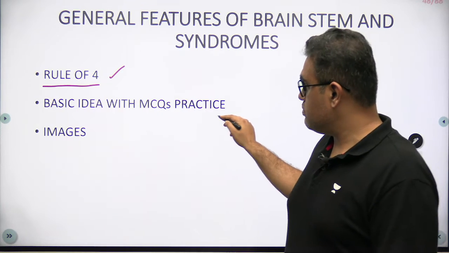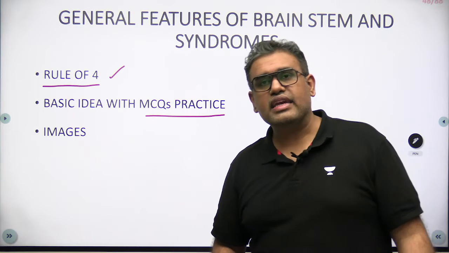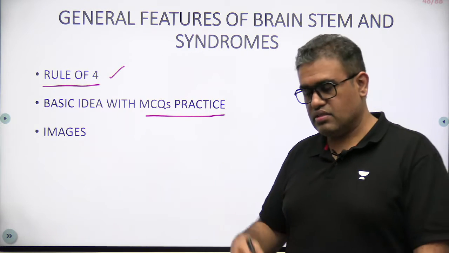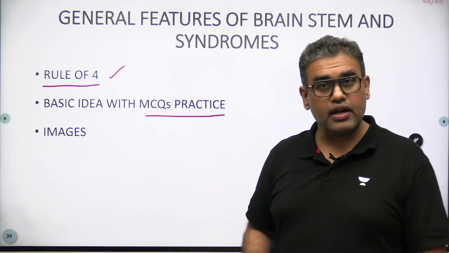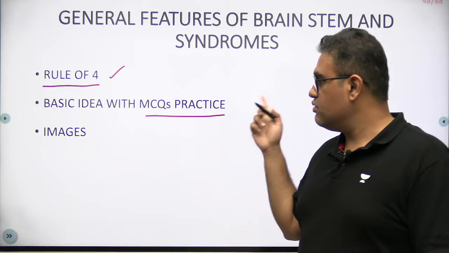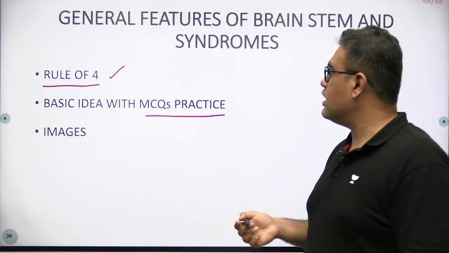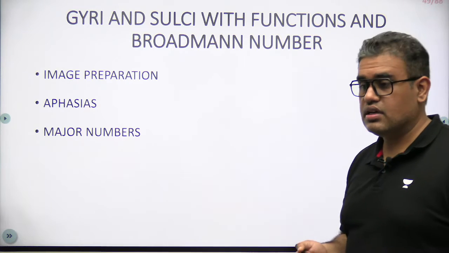Basic idea with MCQ practice, very important, because there are not 1 or 2 brainstem syndromes. There is midbrain, pons, medulla, and these have 2 or 3 syndromes in each part, lateral or medial and this and that. So understand that with help of MCQs, images obviously will help. Gyri and sulci with Brodmann's number.